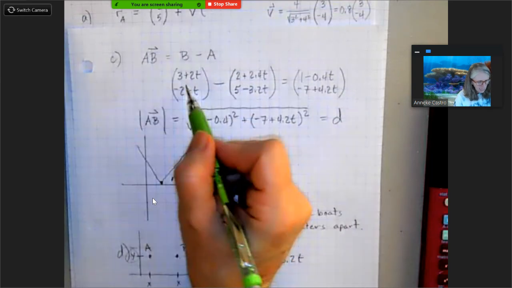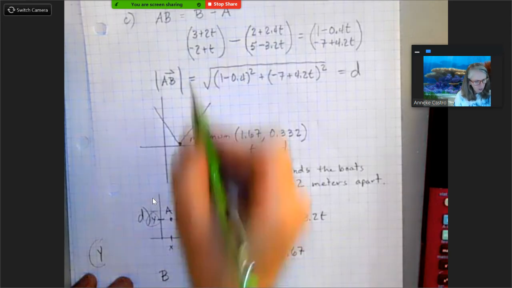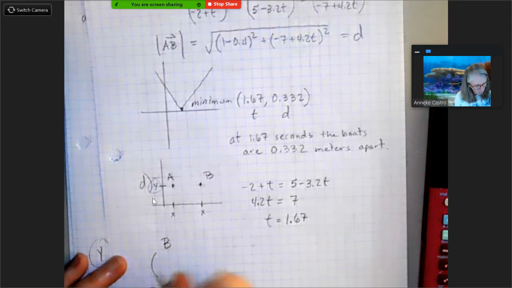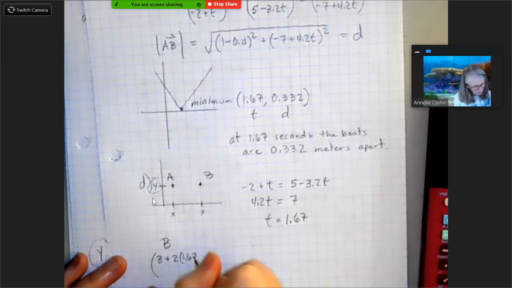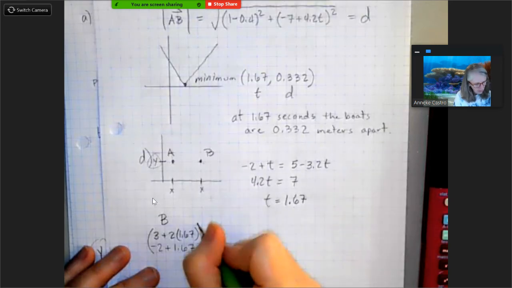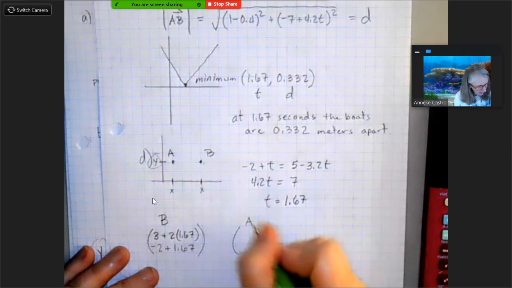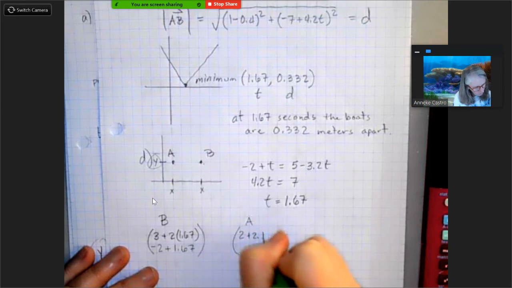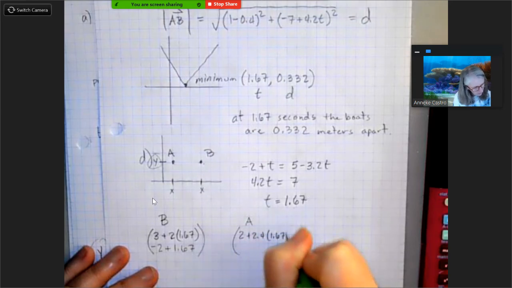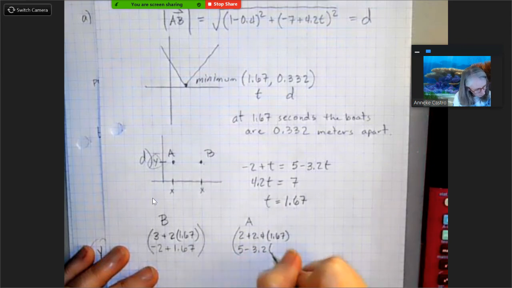So where is point B? Point B, when t is equal to 1.67, I can plug in 1.67 here. So B is going to be 3 plus 2 times 1.67. By the way, this is extra information I'm giving you now. They don't have this in the book. I'm just trying to give you a little bit more explanation. And point A, where is point A going to be? Point A is going to be at 2 plus 2.4 times 1.67, and 5 minus 3.2 times 1.67.